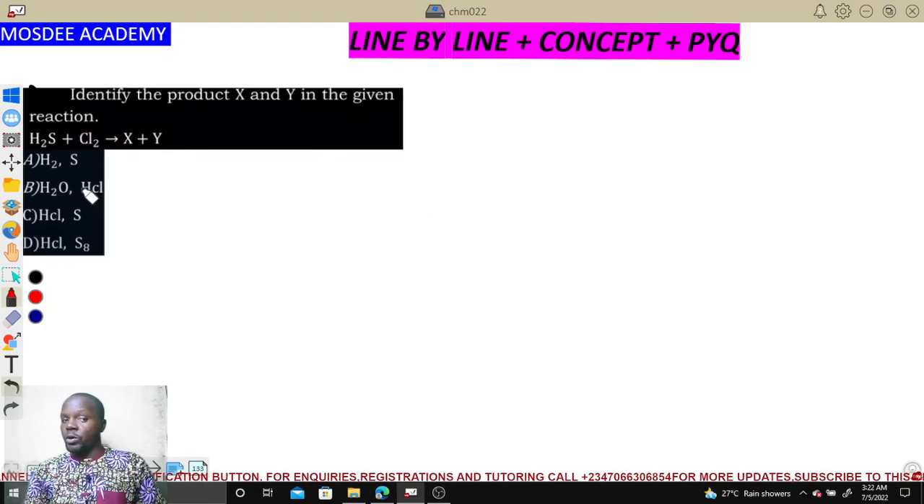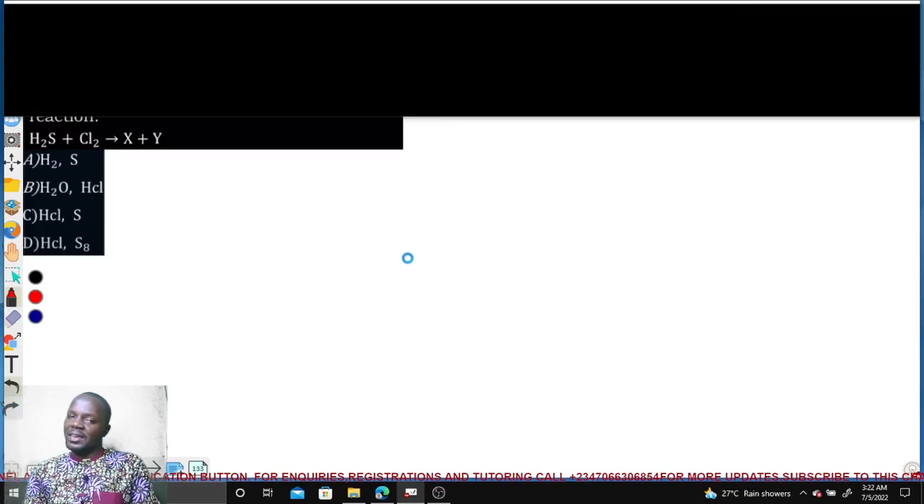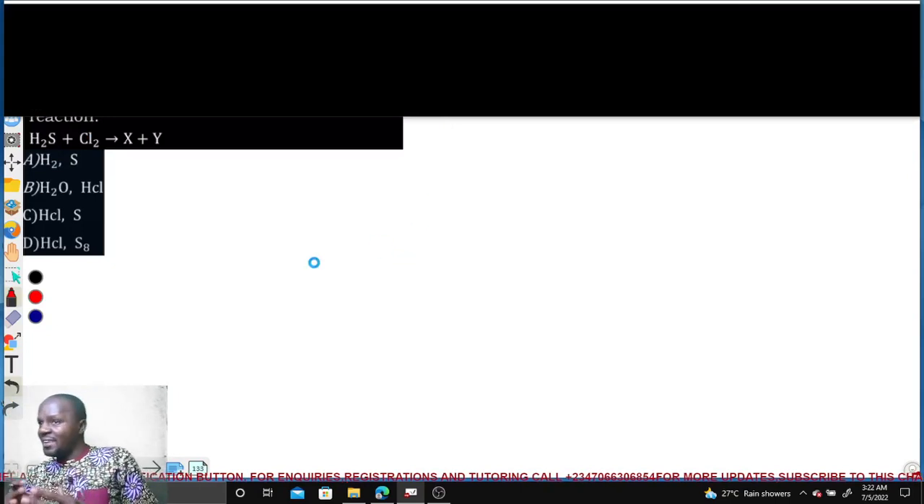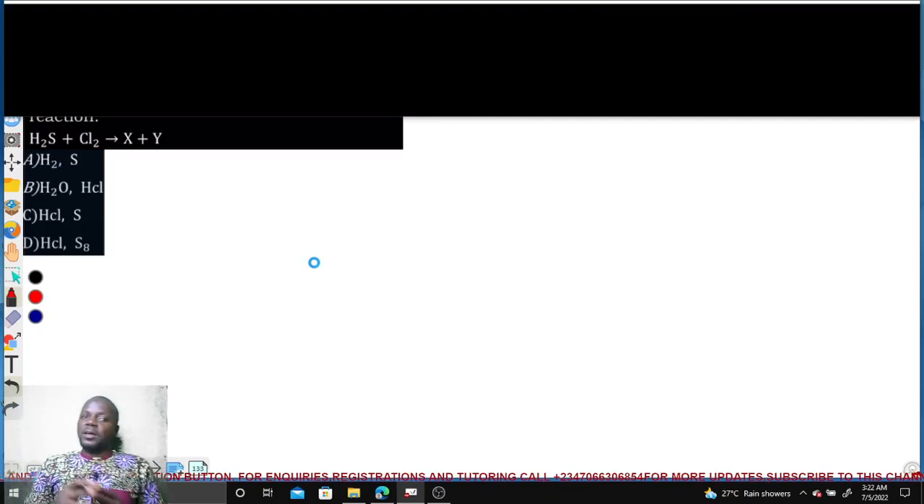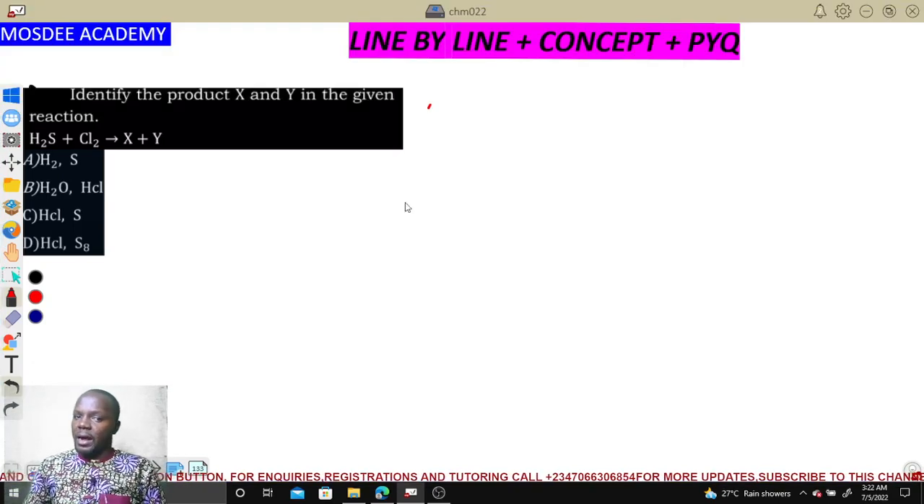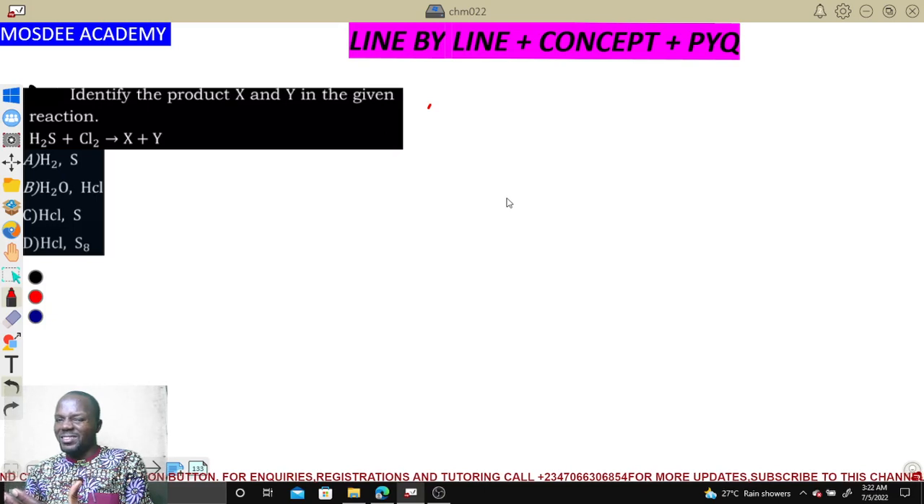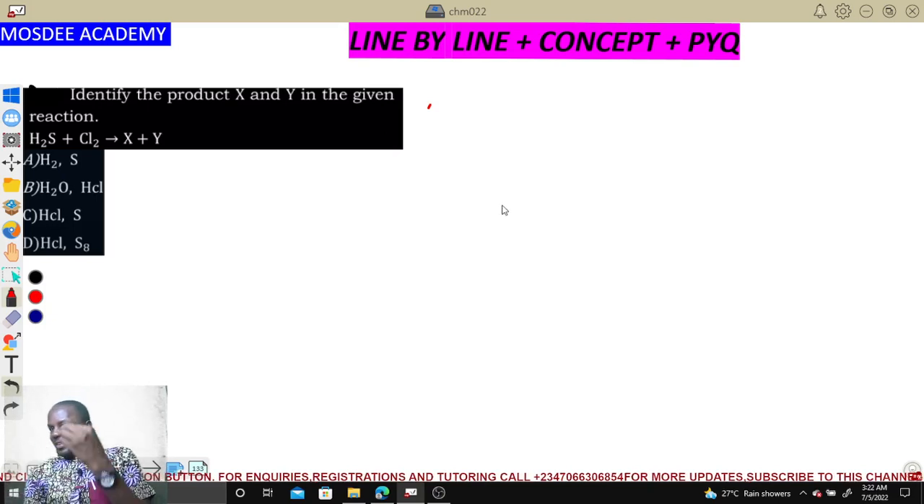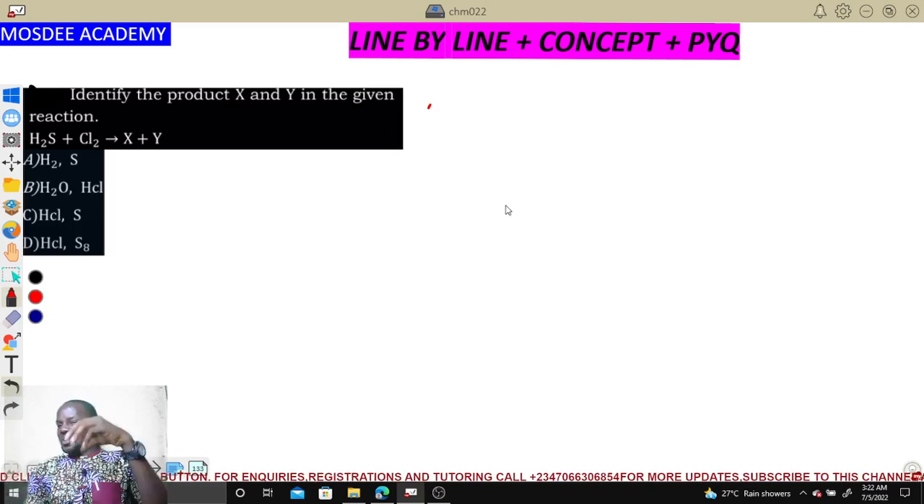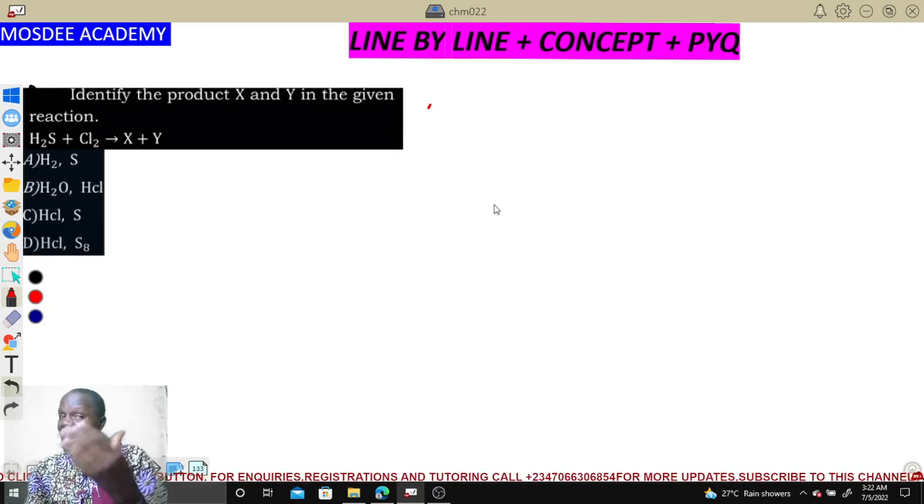Chlorine can also react with what? With hydrogen sulfide to deposit sulfur. We said chlorine is an oxidizing agent. Because it's an oxidizing agent, it will oxidize hydrogen sulfide, and it's going to combine to give hydrochloric acid. You know, addition of hydrogen is reduction. So any compound that got itself reduced is called an oxidizing agent.